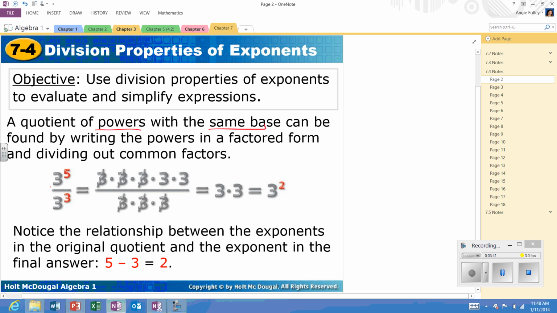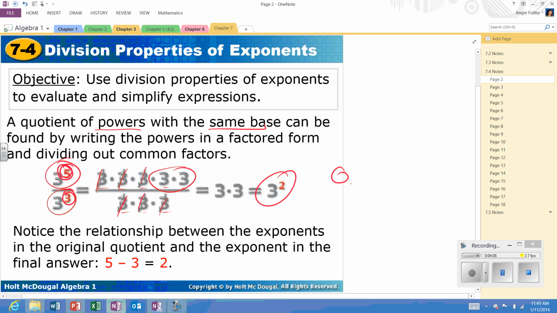So for example, 3 to the 5th over 3 to the 3rd, if we wanted to do it the long way, we could write out 3 times 3 times 3 times 3 times 3 over 3 times 3 times 3. And anything that is the same, however many we have, we can cancel. And we're only left with 3 times 3 on top, which is 3 squared. So notice the relationship. All you're doing is subtracting exponents.